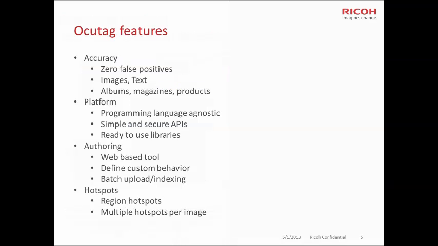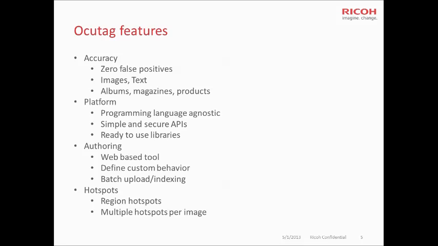Moving on to some of the features that Ocutag provides. The first thing I would like to tell you is that the algorithms have been designed to be very, very accurate. Ocutag guarantees zero false positives. What it essentially means is that if you have indexed a Coke bottle in your collection and somebody is snapping at a Pepsi bottle, Ocutag would rather say, hey, I don't know what this is, rather than telling you that it could be a Coke bottle. That is what Ocutag has been designed to do. It works very well with images, text, and also 3D objects, and it has been tested thoroughly with albums, magazines, and also some of the retail products that you see out on the shelves.